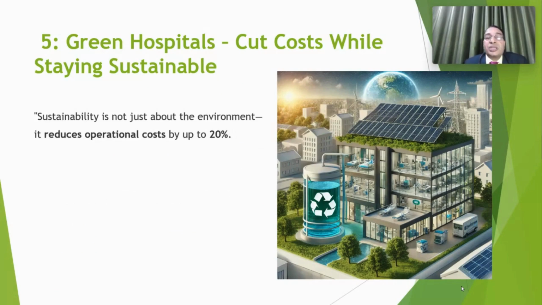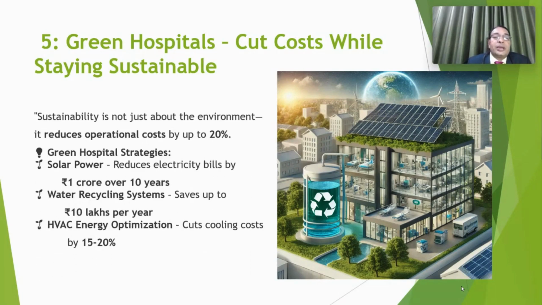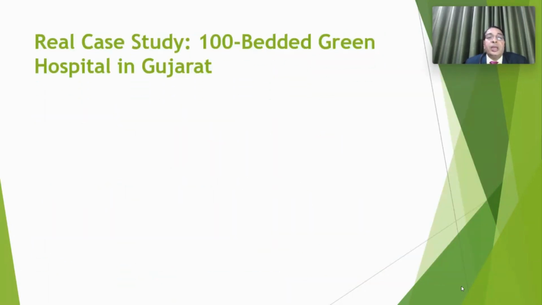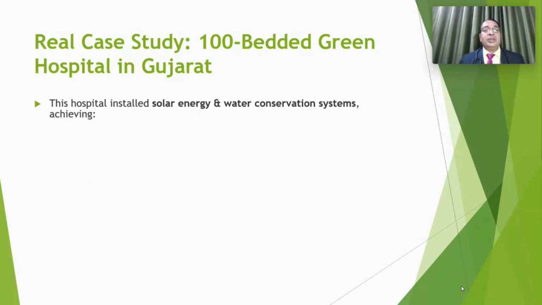Then, a real case study of a 100-bedded hospital in Delhi. The hospital implemented smart automation and AI-powered monitoring, leading to billing errors reduced by 80%, patient discharge time reduced by 35%, and 50 lakh saved in operational cost annually. Smart hospital automation can increase annual profit margin by 1 to 3 crores.